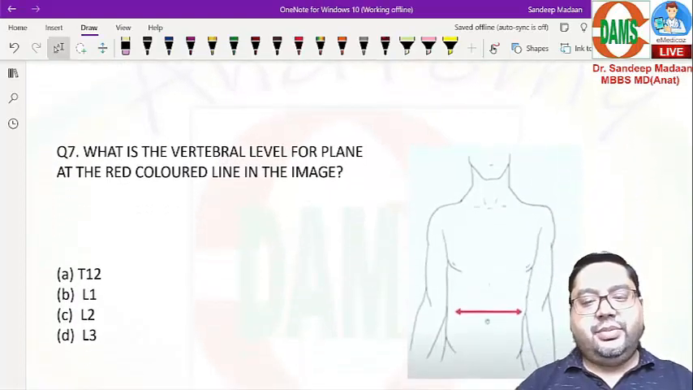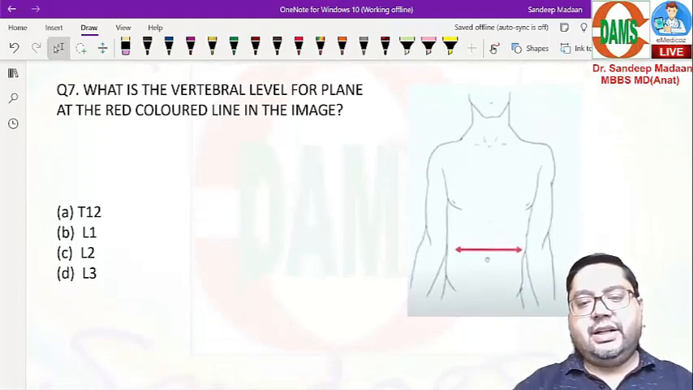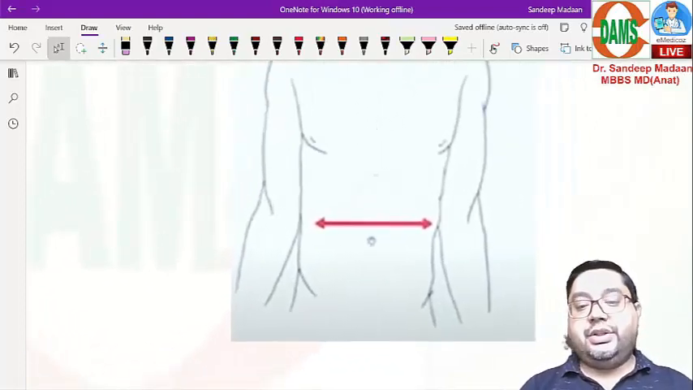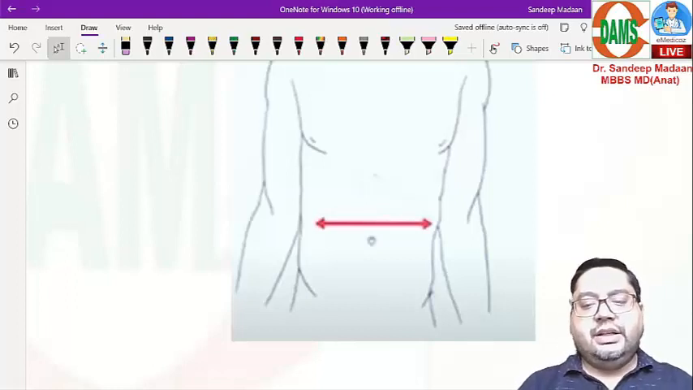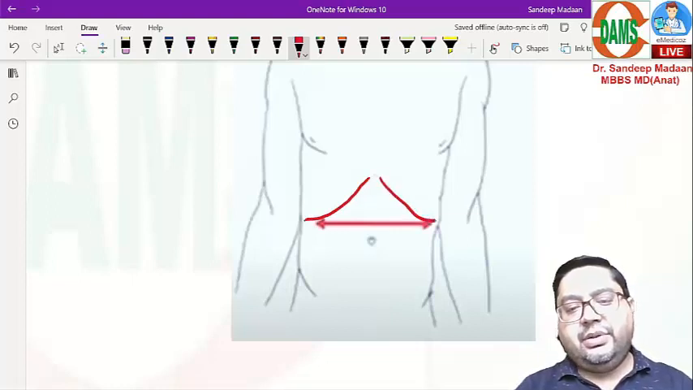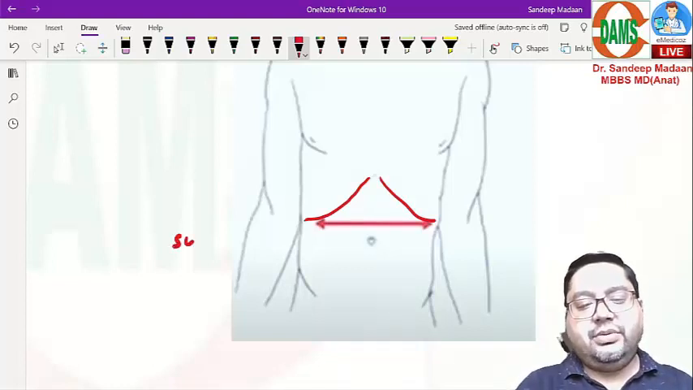What is the vertebral level for the plane at the red colored line in the image? Now look at the red color line where exactly it is present. It is just above the umbilicus. It is important for us to understand the position, because two planes can be here in the nearby region. Just above the umbilicus, and you can see they are present just below the costal margin. This is the costal margin, no? So they are present just below the costal margin, because just below the ribs it is called as subcostal plane. That is why it is called as subcostal plane.